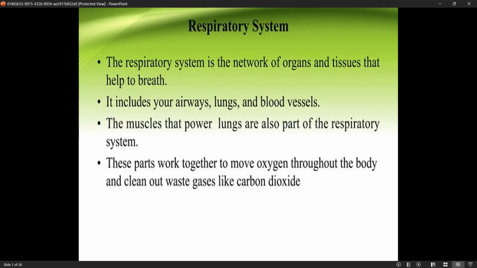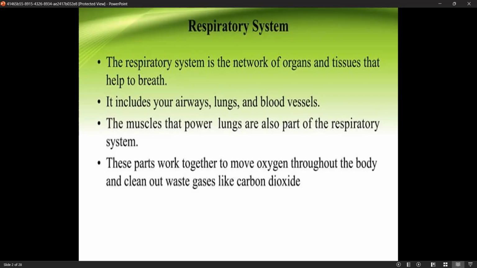Airways contain the nose, starting from the nose, nasal cavity, then the oral cavity, then larynx, pharynx, trachea, and so many structures are there. And the main structure of the respiratory system is the lungs and all the blood vessels that circulate the air or oxygen throughout the body. So all play a very important role in the respiratory system. Next, the muscles that power the lungs are also part of the respiratory system. Obviously, the muscles have a very important role.